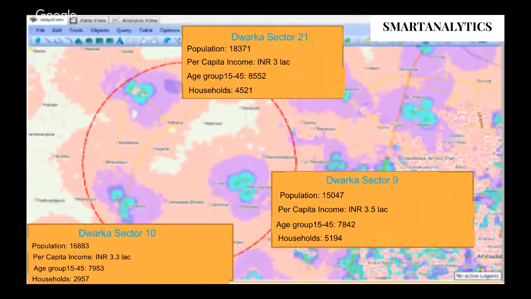Big screen. When you see it on your screen, I'm not too sure if it's already on. You will see a map, and then there are 3 different localities in Delhi: Dwarka Sector 21, Dwarka Sector 10, and then Sector 9. If you really want to plot a particular locality and see the importance of that location across multiple parameters, we have plugged in, let's say, 4 parameters here: population, per capita income, age group, and household. This helps a lot of organizations across multiple verticals when you really want to understand the importance of a location vis-a-vis your actual performance right now.